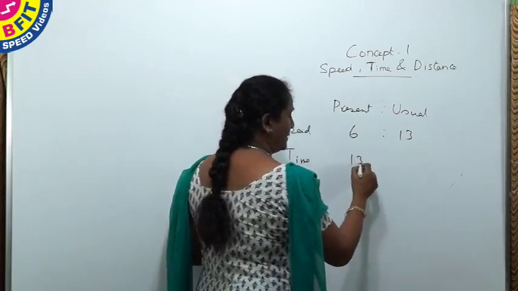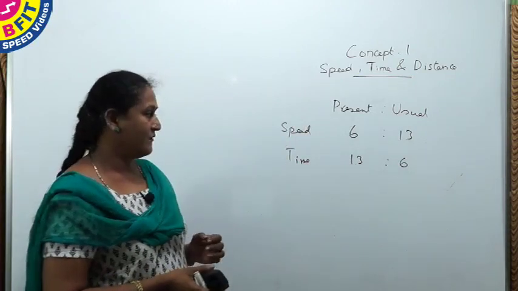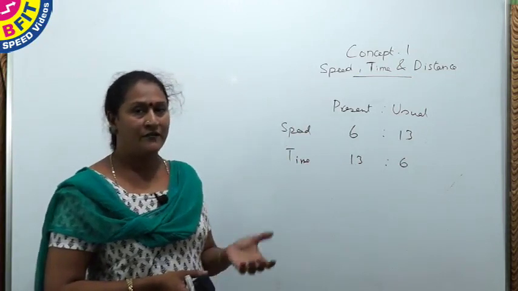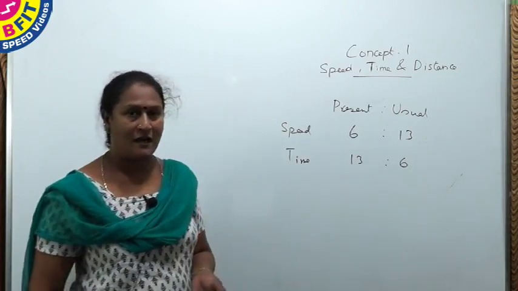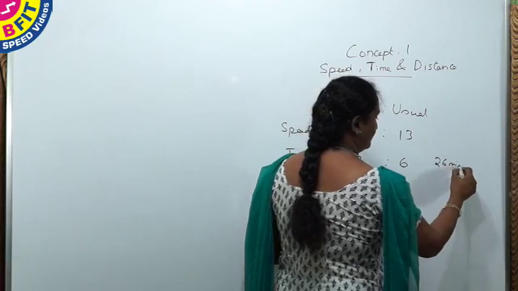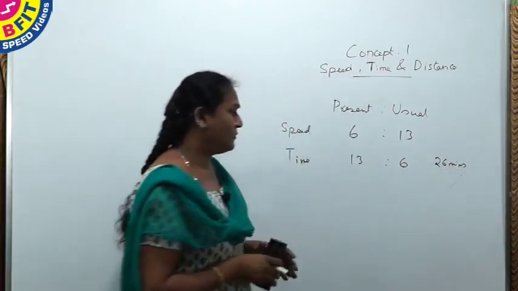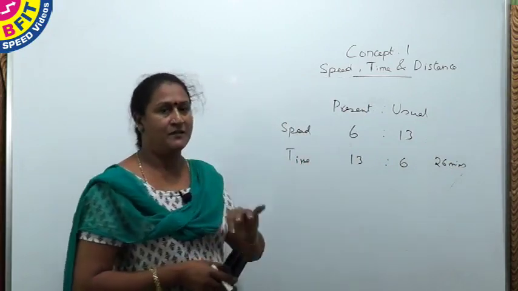It is 13:6. Earlier in the question they gave us so many minutes late, or if they give us early, we'll find the difference in parts. Here the total travel time itself is 26. So it means that the present time is 26 minutes, that is 13 parts is 26 minutes.